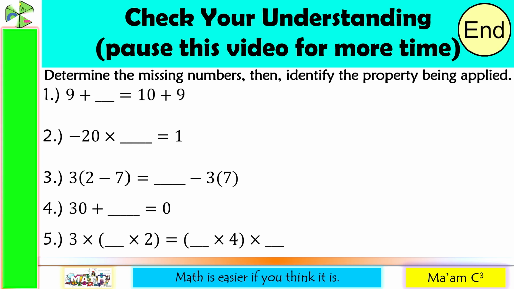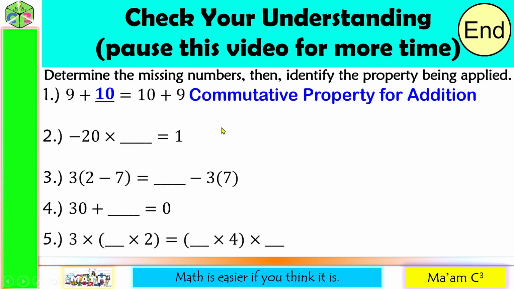Let us answer, determine the missing numbers, then identify the property being applied. So 9 plus blank is equal to 10 plus 9. The answer here is 10. 9 plus 10 is equal to 10 plus 9. So the order interchange, this is commutative property for addition.